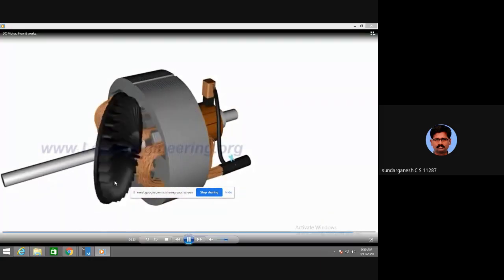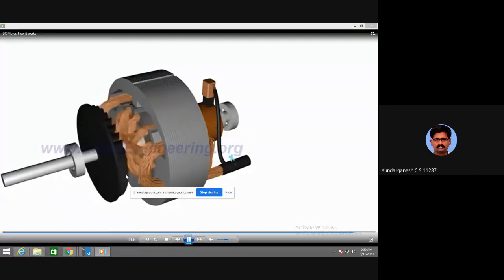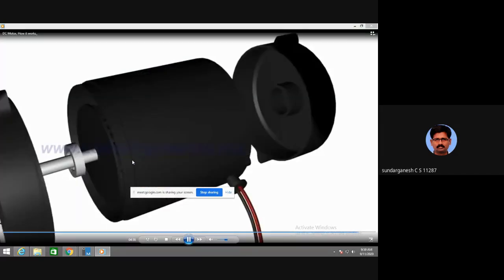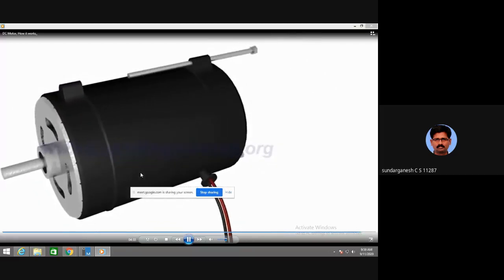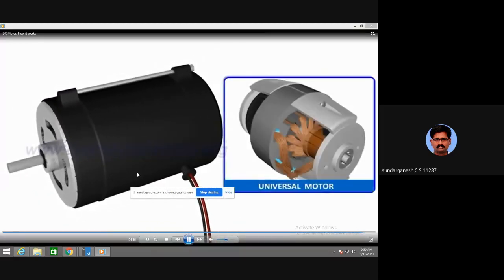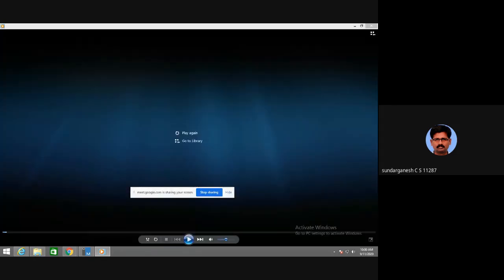In every motor you have a cooling fan. The armature gets heated, and to avoid this overheating, a cooling fan is provided. These are mechanical arrangements for protecting the components from moisture and dust, and for safety also. Here there is no speaker, so I couldn't play the sound.